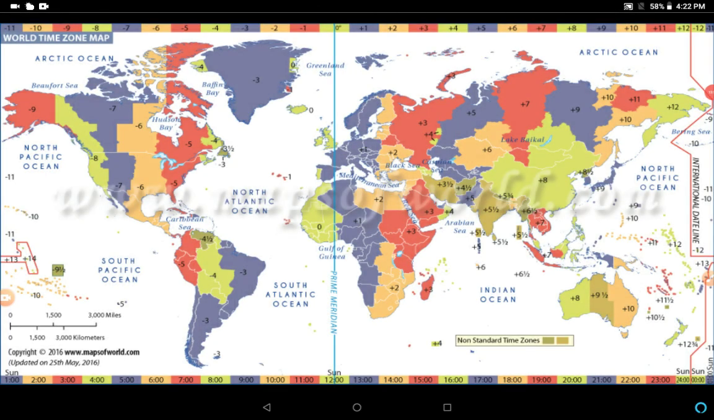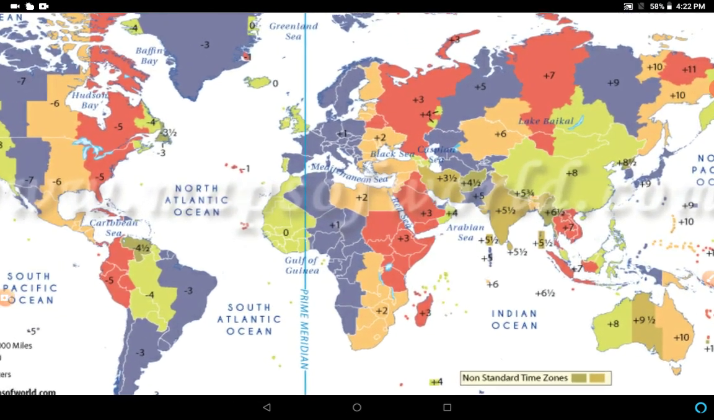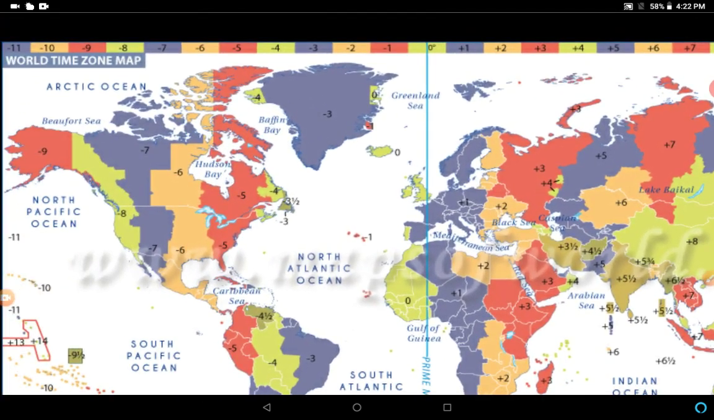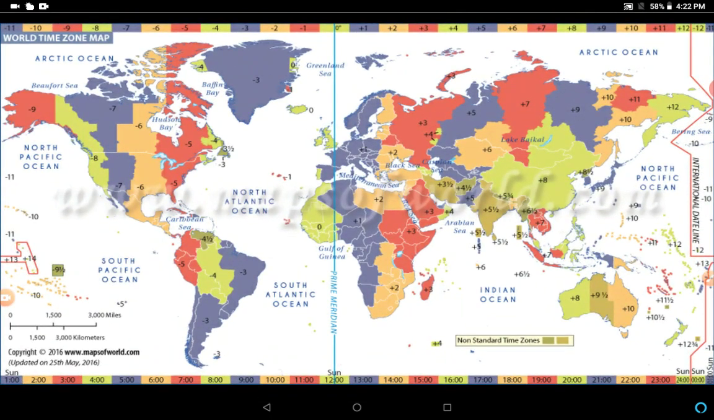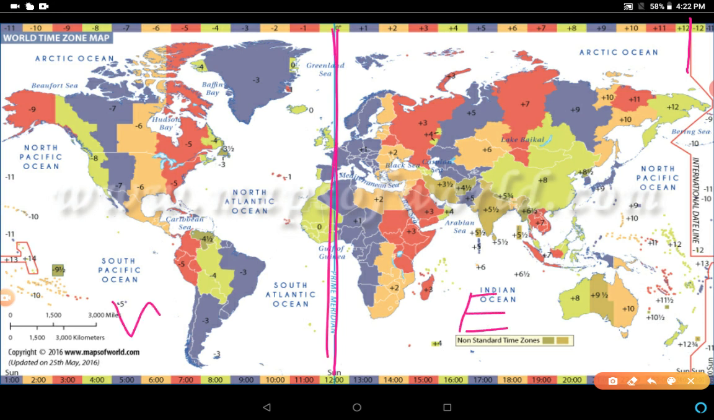We'll understand much better with this diagram, with this map. This is the map of the world, and with the help of this map we'll understand about the prime meridian and the international date line. Prime meridian is 0 degree and international date line is 180 degree. So first we'll understand this is the eastern half, this is the western half.